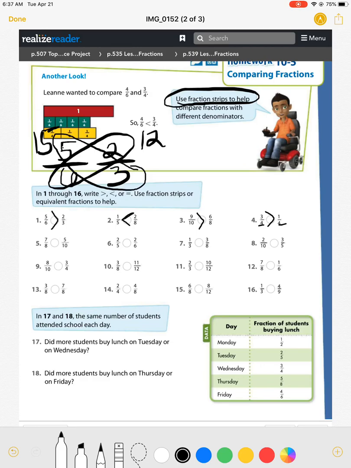Okay guys, I want you to complete all the way through number 10 on here. So stop at 10, do 5 through 10. Now let's look at 17 and 18 here at the bottom.